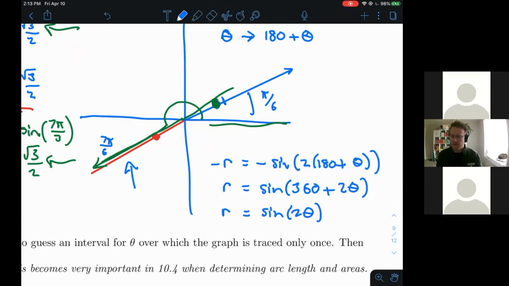And anyone have a guess why? Maybe you could type out in the chat or in the Q&A or something like this. Why can I just drop the 360 from the angle measure here?